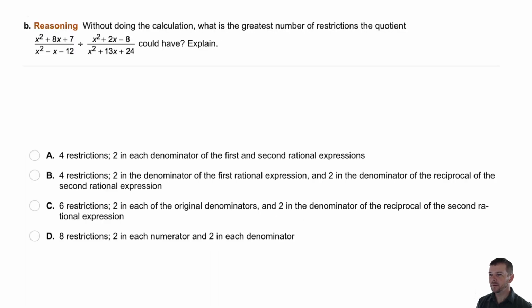And part B, a reasoning item. Without doing the calculation, what is the greatest number of restrictions the quotient x squared plus 8x plus 7 over x squared minus x minus 12 divided by x squared plus 2x minus 8 over x squared plus 13x plus 24 could have? Explain.